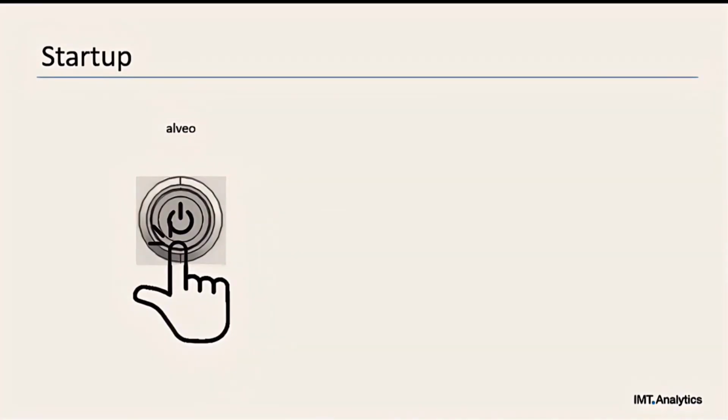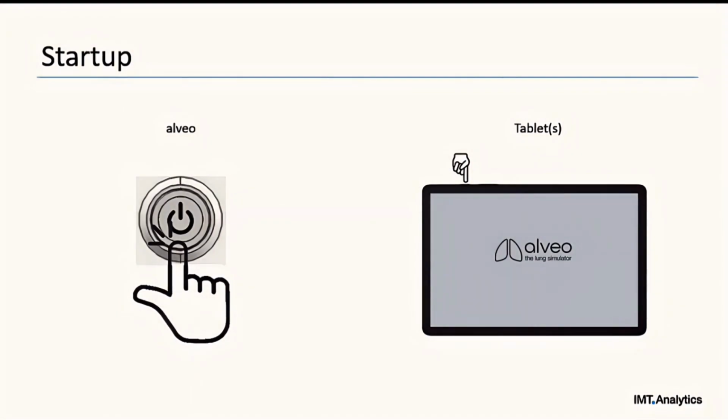You start up the alveo. It takes around 60 seconds until alveo is ready. You will be notified as soon as the lung lightens up. Then alveo is ready to start. There is an internal startup process where we do a self-calibration, and you do the same either with the tablet or, if you don't want to use the physiology and just want to go manual, you don't have to open both tablets.